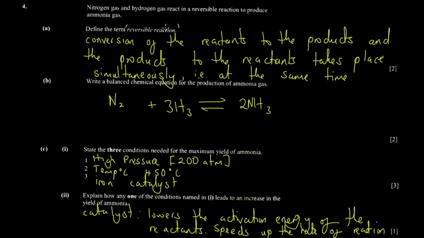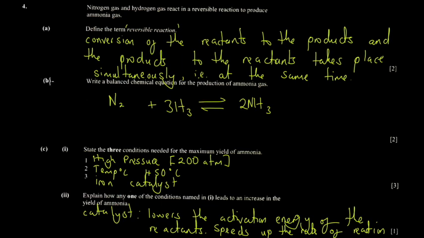A reversible reaction doesn't mean a reaction that can be reversed. It can be a bit confusing. What it actually means is that the reactants will be converted to the products, and the products will be converted to the reactants, and this takes place at the same time. So a reversible reaction is the conversion of the reactants to the products and the products to the reactants, which takes place at the same time, or simultaneously.